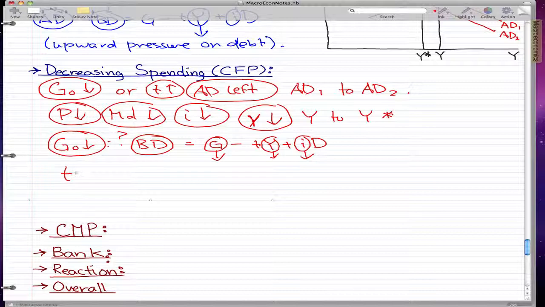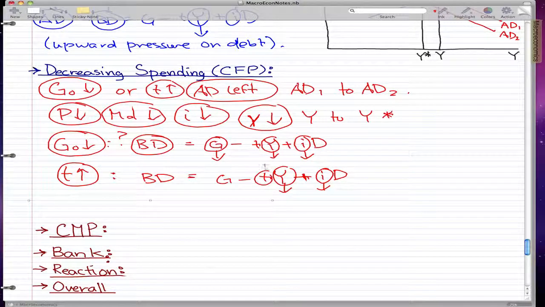And for taxes, it's the same idea that taxes go up, but for our budget deficit, which is G minus TY plus ID, and I falls, Y falls, but tax rises. What happens to our budget deficit? We are uncertain because we really need the numbers to make an accurate statement of whether budget deficit rose, fell, or stayed the same. And I go through that in detail in my past videos, which you should look at if it doesn't really make a lot of sense to you.